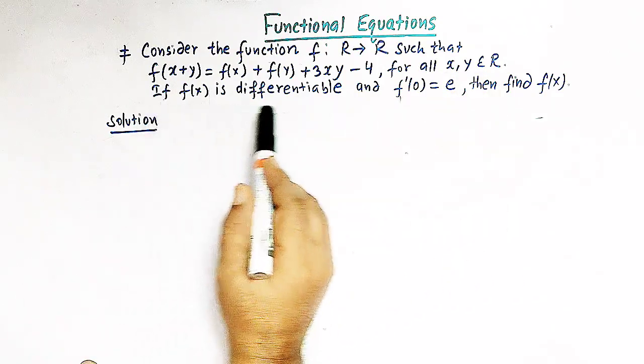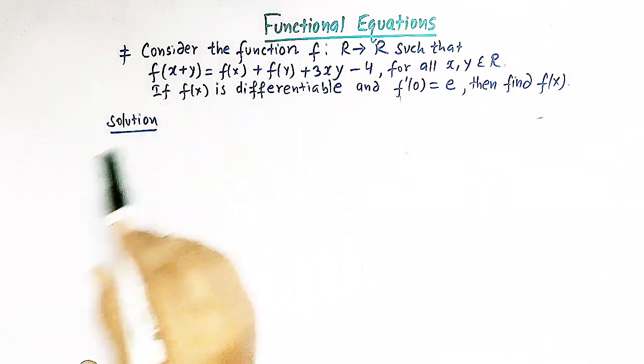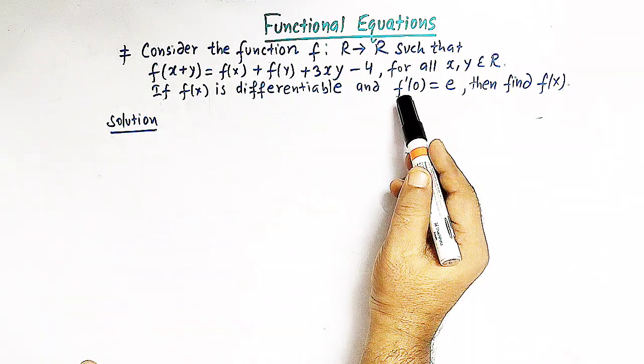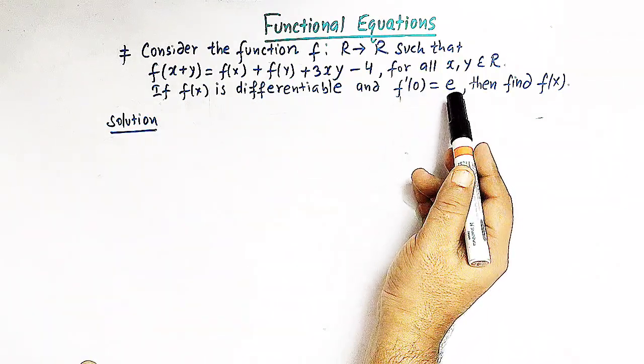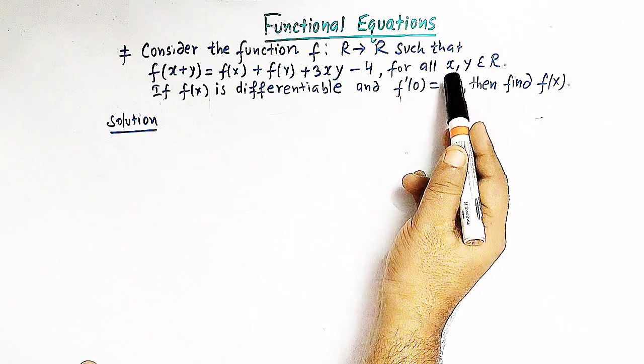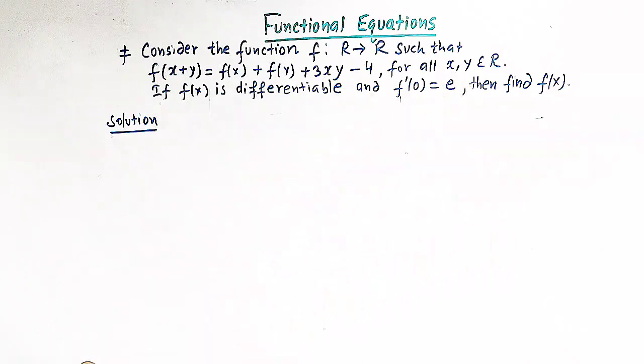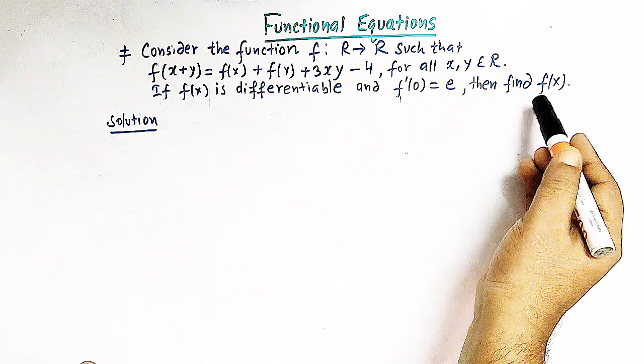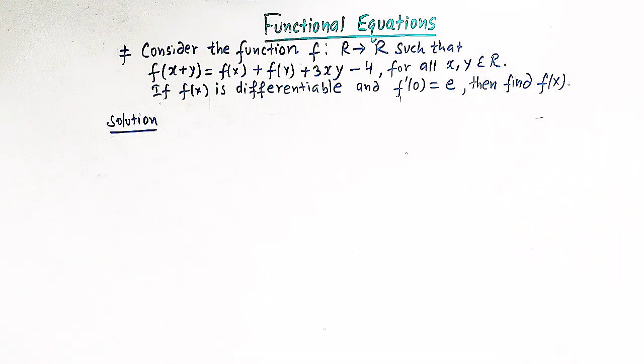And here we are also given that the function f of x is differentiable, and f prime of 0 is given as e, where e is the exponential number. Then we have to find f of x, right?